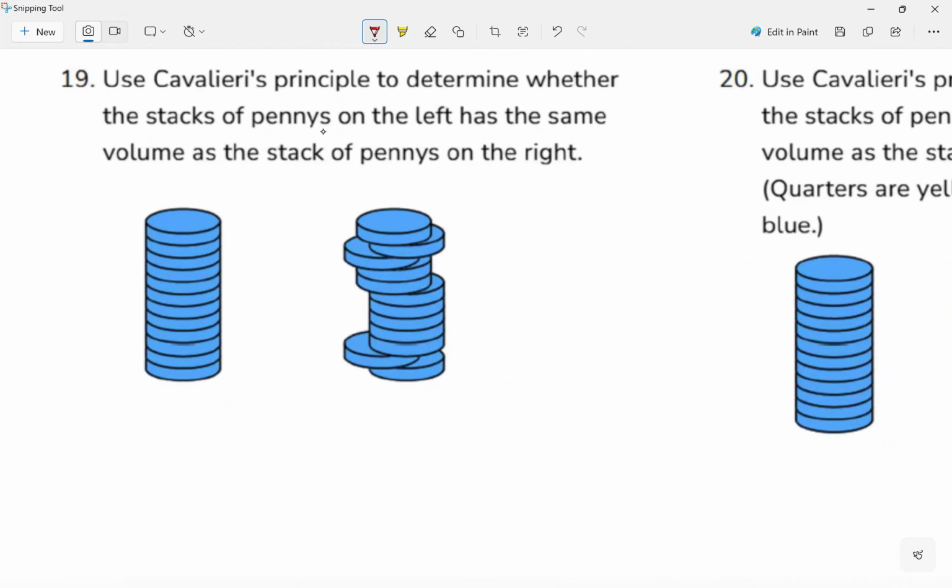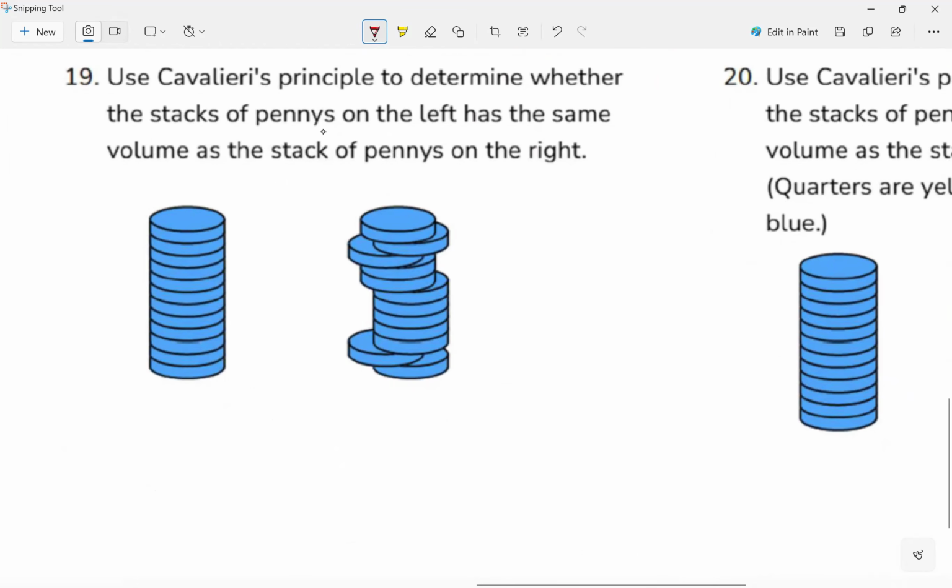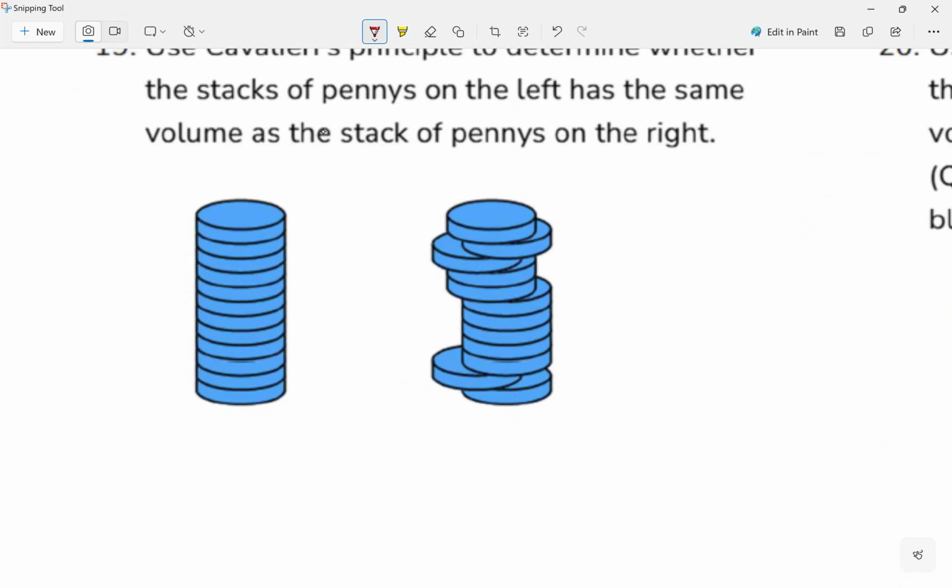Use Cavalieri's principle to determine whether the stack of pennies on the left has the same volume as the stack of pennies on the right. So I see their pennies, right? I even see they're all the same color. One of them is stacked the same way, the other one not quite. But I'm gonna say the area of one penny is the same as the other. So I just need to see whether they have the same amount of pennies.